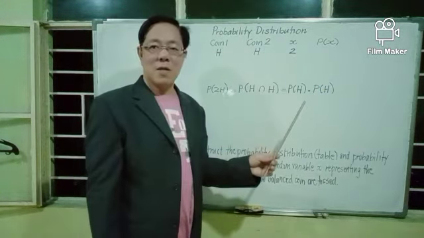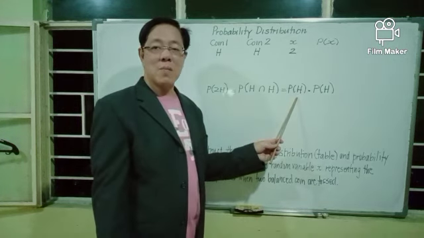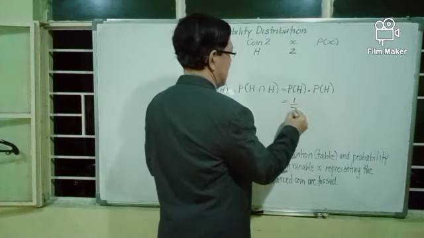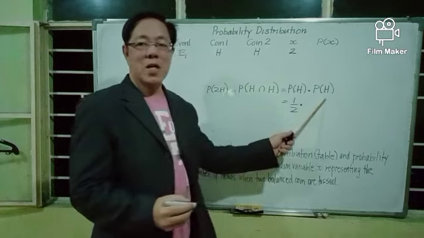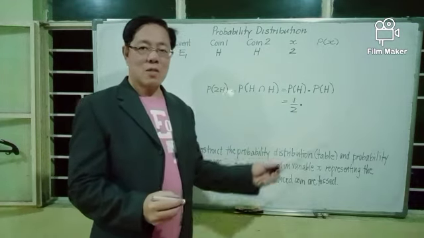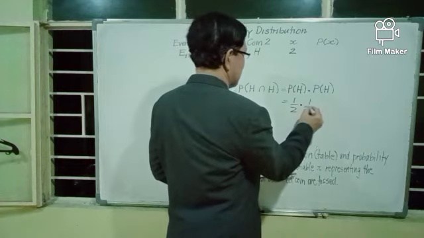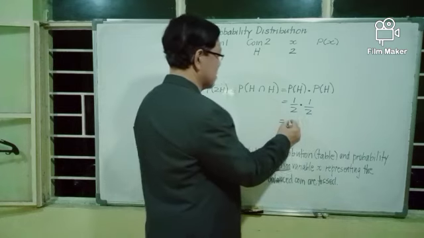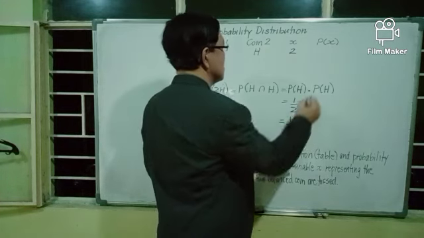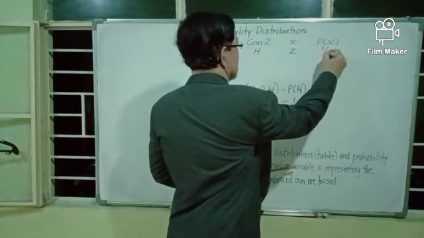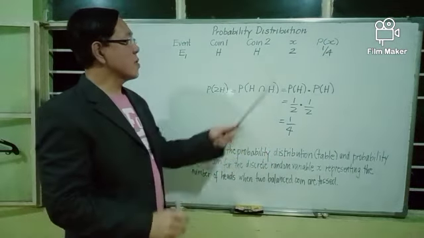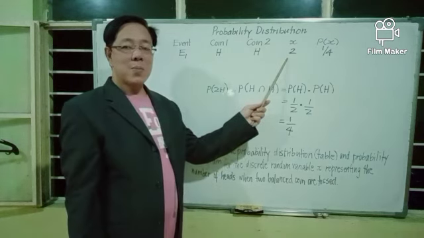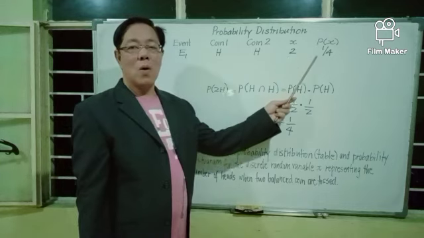As I said earlier, for a single toss of a coin, the probability of getting heads is 1/2, multiplied by the probability of getting heads in the second toss, 1/2. And 1/2 multiplied by 1/2 is 1/4. Hence, for the first value of the discrete random variable, x equals 2, the probability of getting 2 heads is 1 over 4.